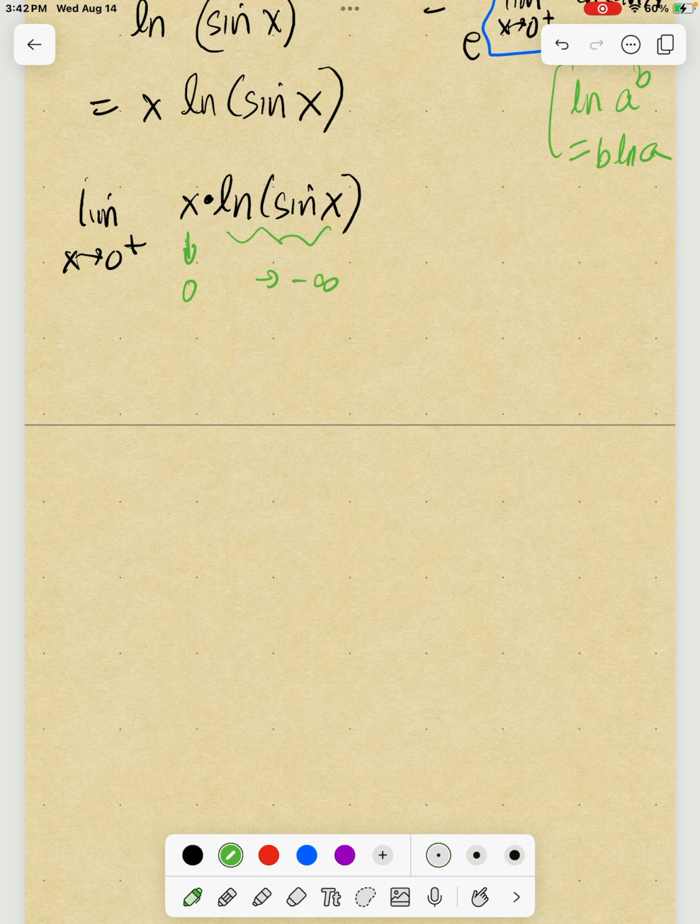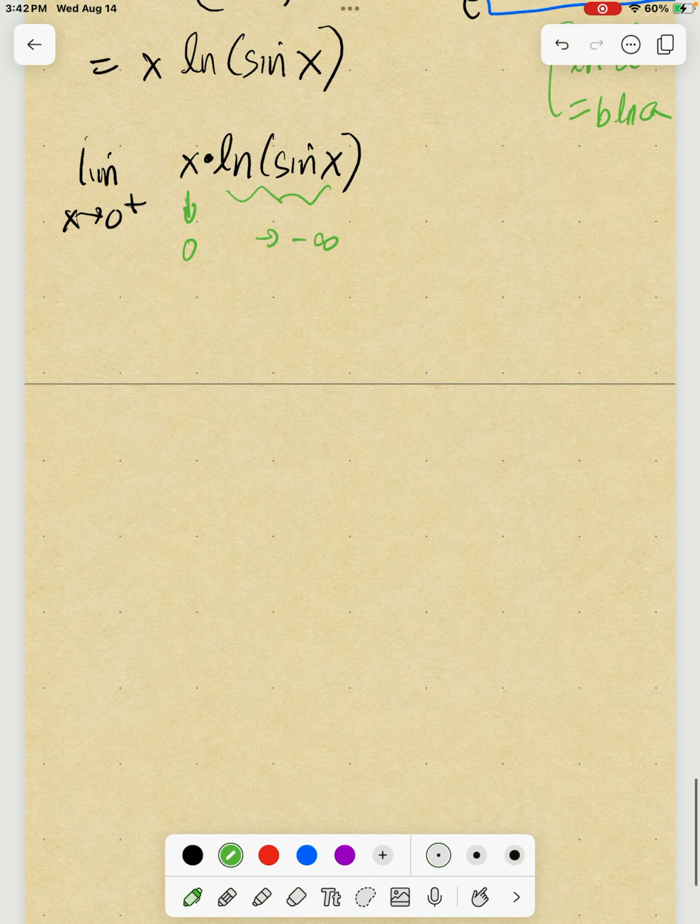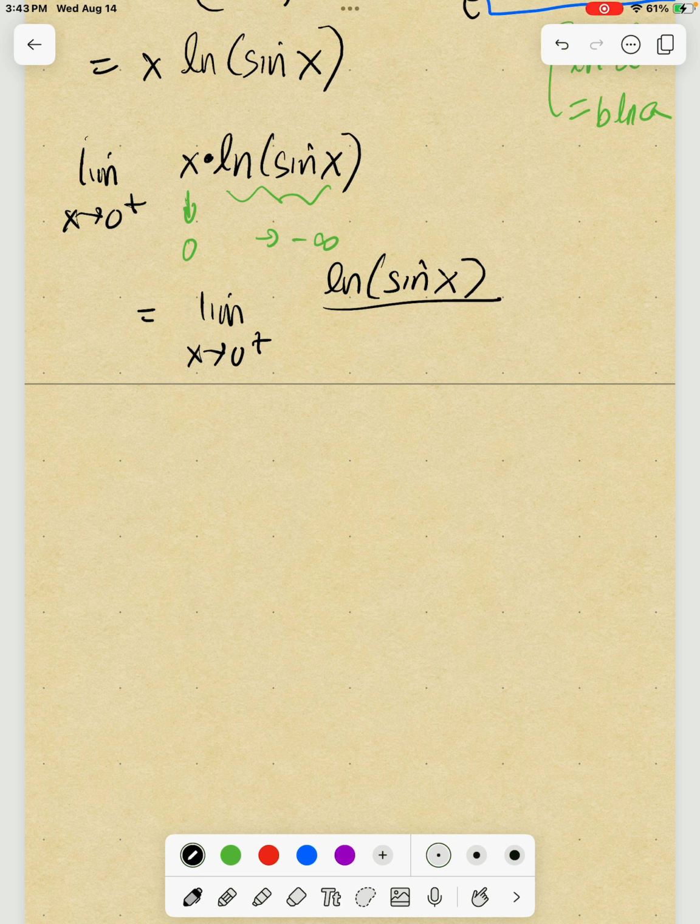And when you have something like that, we need to do algebra, but in this case we need to use L'Hopital's rule. And the trick is we want to get it in the form 0 over 0 or infinity over infinity to use L'Hopital's rule. Okay, so the algebra is to rewrite this as natural log of sine x all over 1 over x.